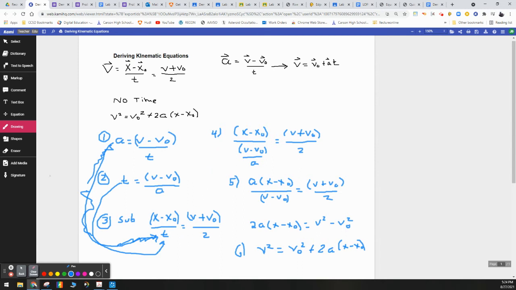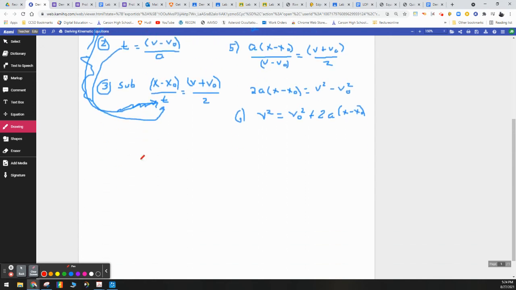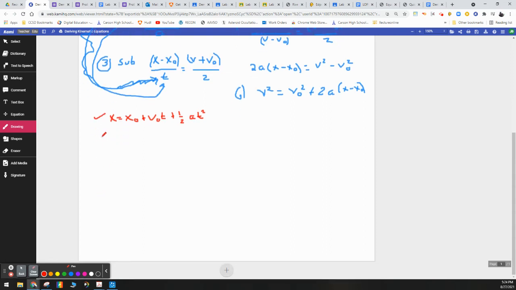So for the next one here, I'm going to go ahead and use a different pen. Let me use red here. Using the same relationships up here, the next one I want to do is get this equation here. I want to get X equals X0 plus V0T plus 1 half AT squared. I want to get this, and here's where I'm starting from.